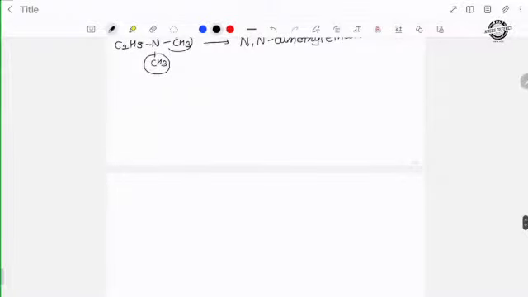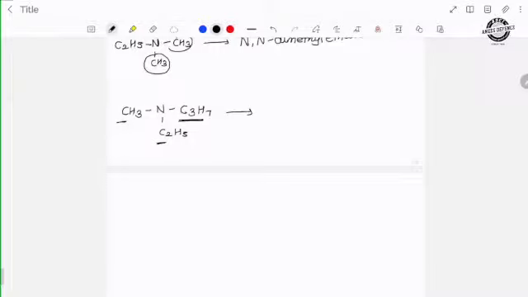Next, CH3, N, C3H7, C2H5. Again, this is also an unsymmetric tertiary amine. First, you have to choose which are the minor carbons. So this C2H5 and CH3, they both are minor, and this will be my major carbon. So this major will be included in my parent chain.